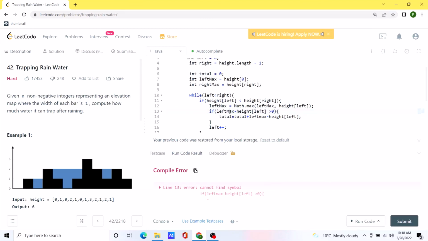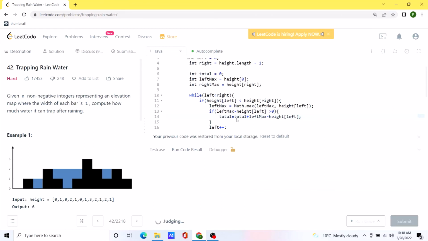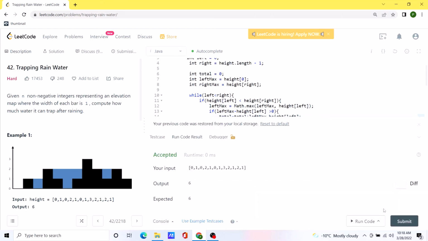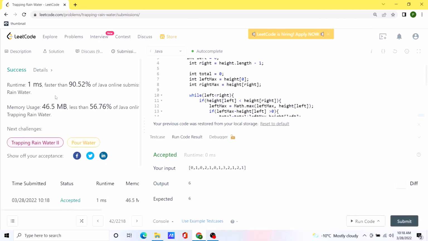Okay, seems we made some small mistakes. Seems like our solution is working. Let's try to submit the code. And you can see that our solution works pretty fast compared to a lot of other solutions. That is because we are using the most optimal approach.